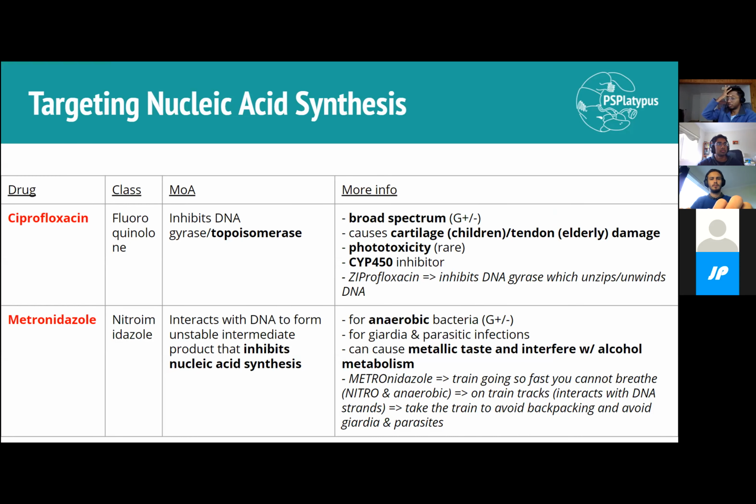A bit more info. So ciprofloxacin is more broad spectrum, while metronidazole is specifically for anaerobic stuff most of the time. So that's like Giardia and other parasitic infections. Also, stuff in italics are memory tools or ways to remember, which have been pretty useful and passed on from generations of PSPs. But yeah, that's more info if you wish to have a look at that.